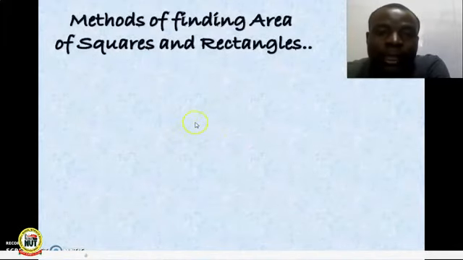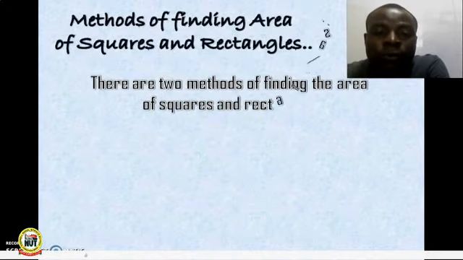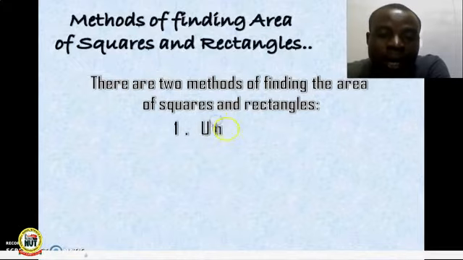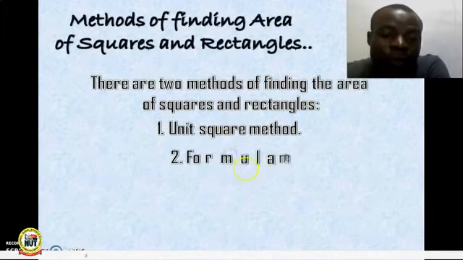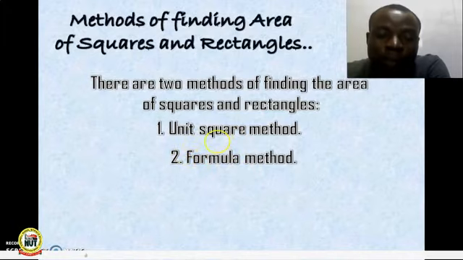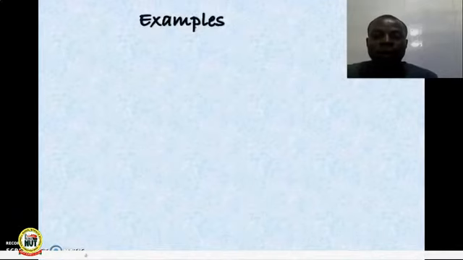Methods of finding the area of squares and rectangles. We have two methods of finding the area of squares and rectangles. The first one is the unit square method. Okay, very simple method. And the second one is the formula method. So we are going to be starting with the unit square method. So quickly, let's look at a few examples on how to make use of the unit squares method to find the area of either a square or a rectangle.